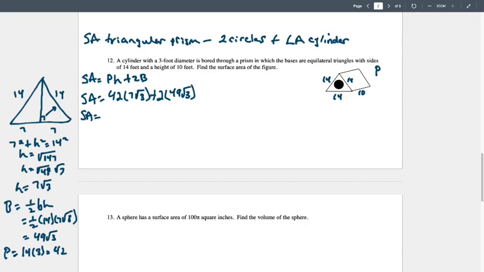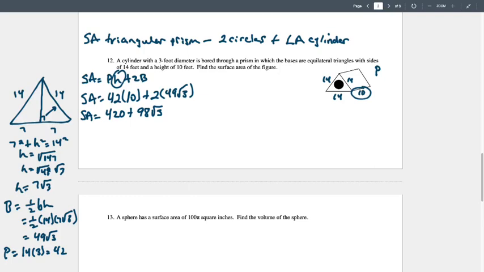oh, you know what? I messed up. Sorry. Let me erase this. What I did when I calculated this, I used the perimeter, which is 42, with the height of the triangle. This height right here is the height of the prism, so I should be using this 10 right here. So 42 times 10. Sorry about that. And then the area of my base is 49 square root of 3. So 42 times 10 is 420 plus 98 square root of 3.